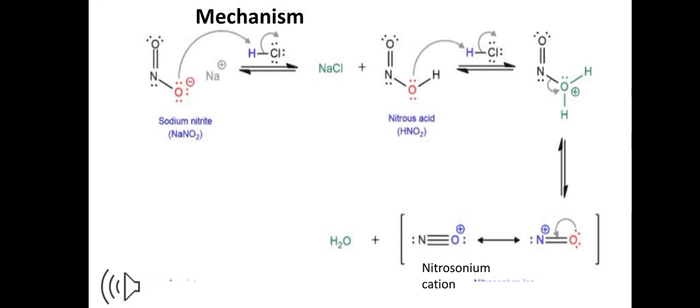Now we will see how the nitrous acid is converted into the nitrosonium cation, which is the actual electrophile. In the presence of hydrochloric acid, the oxygen of the sodium nitrite gets protonated and converted into nitrous acid. Nitrous acid further reacts with the hydrochloric acid, and the hydroxyl group present in the nitrous acid is protonated, and the oxygen becomes a good leaving group. There is the elimination of the water molecule, and with resonance we get the nitrosonium cation.